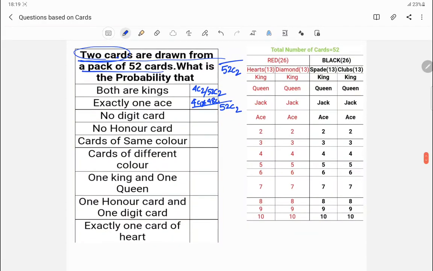Next, what is the probability that there is no digit card? No digit card means we are going to draw only honor cards. There are 16 honor cards. So out of 16 I'll draw any 2. This is 16C2 divided by 52C2.